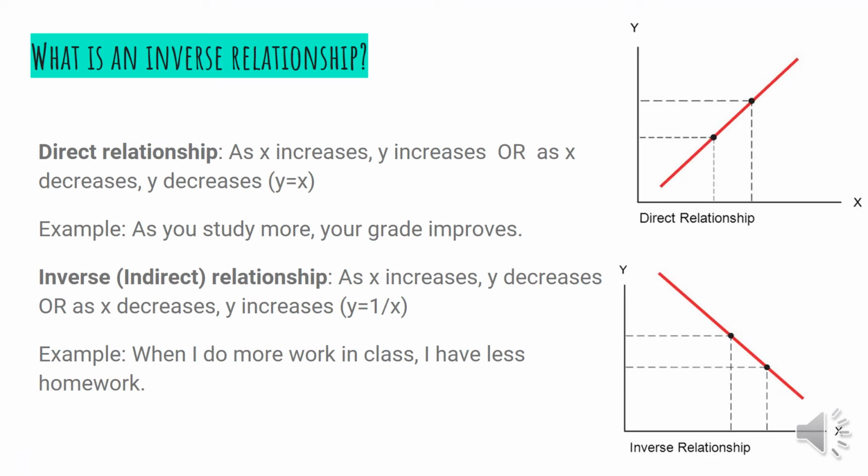In Unit 1.5, we started talking about inverse relationships. There are two different types of relationships: a direct relationship, as x increases, y increases, or as x decreases, y decreases. As an example, as you study more, your grade improves. As you study less, your grade decreases. An inverse relationship, though, is that as x increases, y decreases, or as x decreases, y increases. They're kind of opposite. An example of this is when I do more work in class, I have less homework at home.